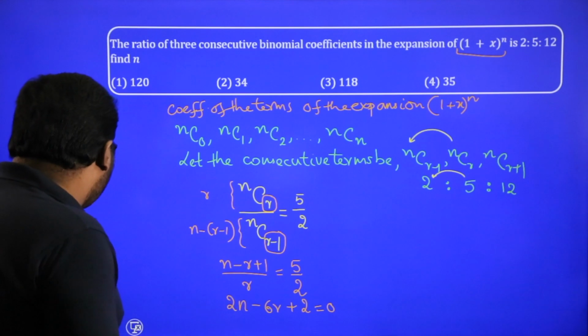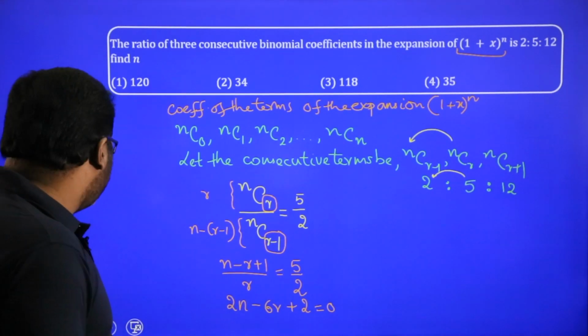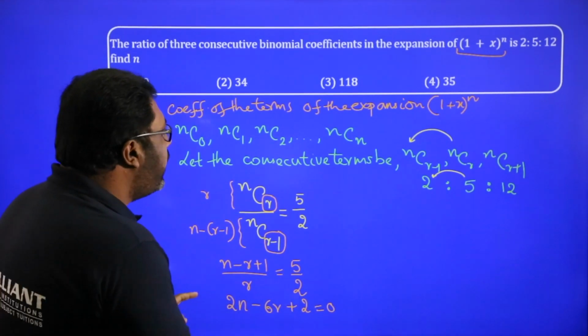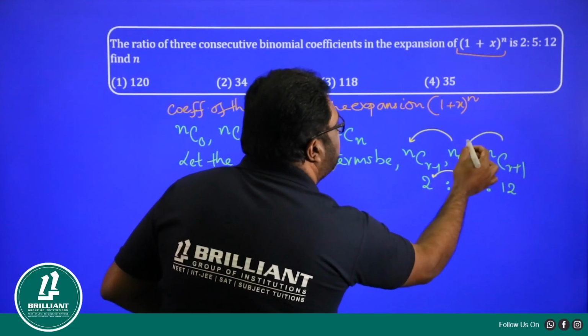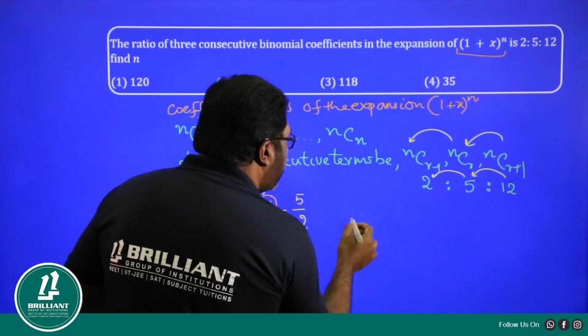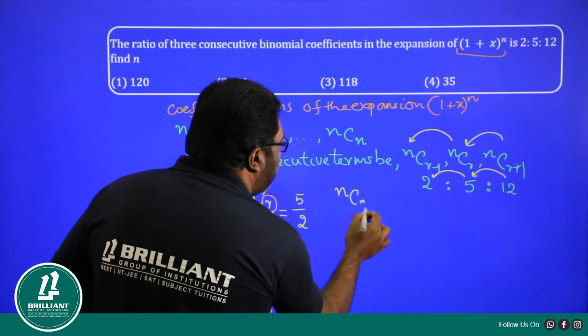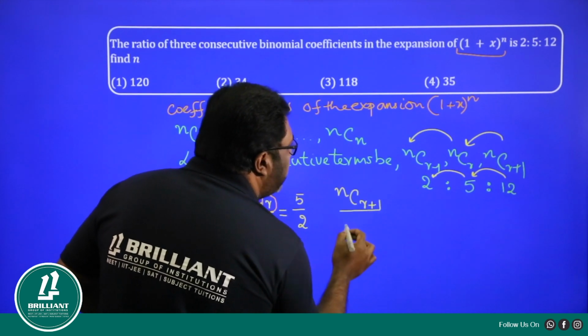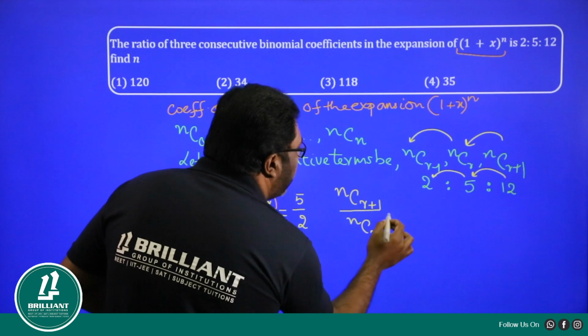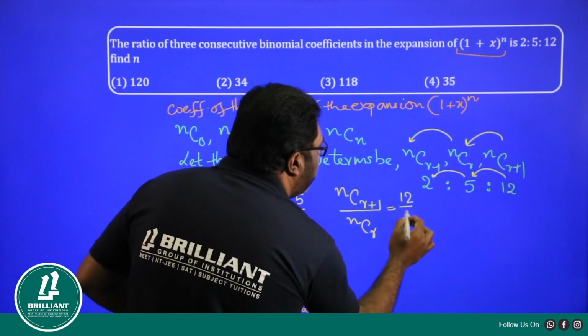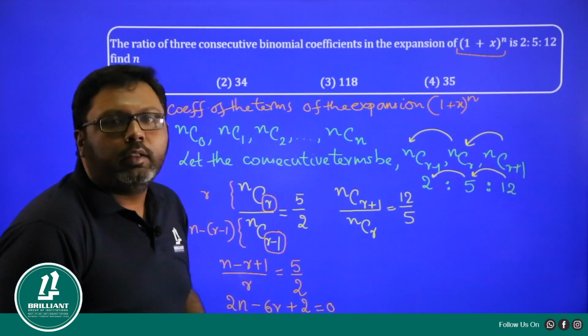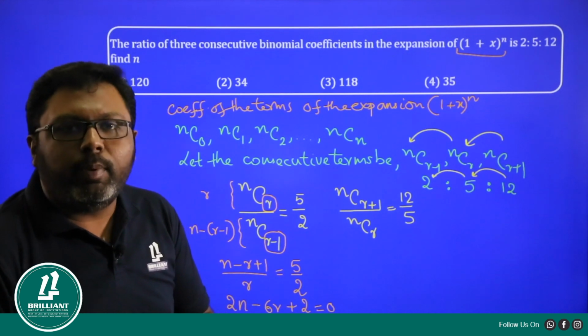Now in the second case, what is going to come? The ratio is going to be between these 2 terms. So it's going to be nC(r+1) divided by nCr and the ratio is 12 divided by 5.